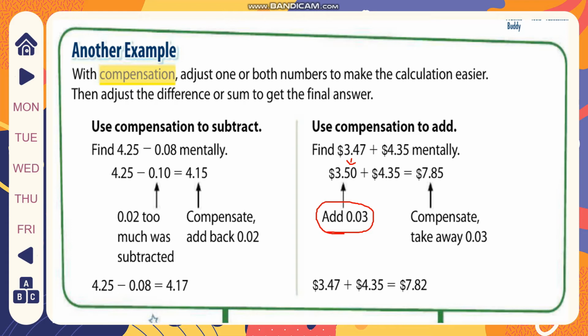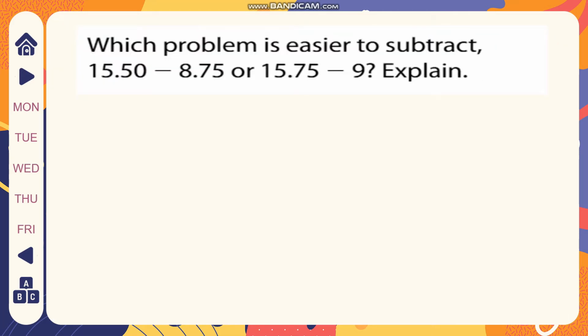So from 7.85, since you added from the start, at the end, you need to subtract. So 7.85 minus 0.03. So the answer is 7.82. So that is how to apply the compensation method.